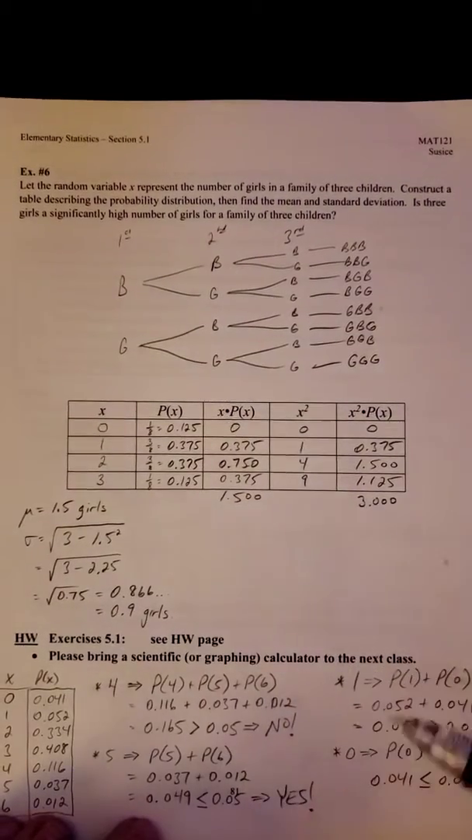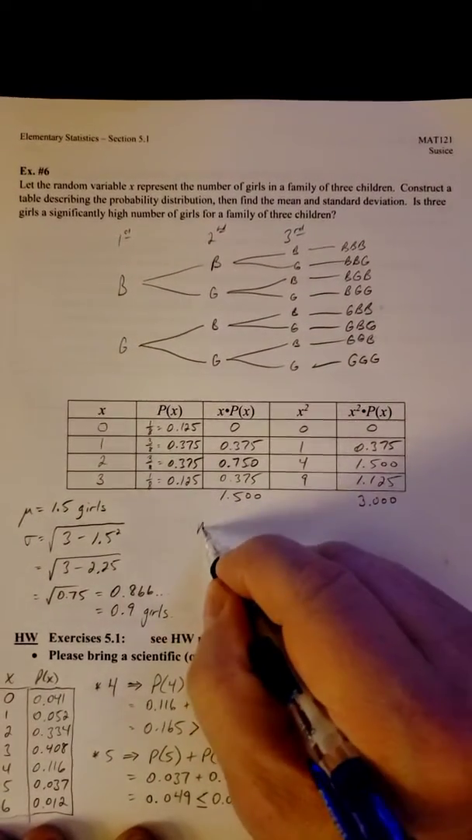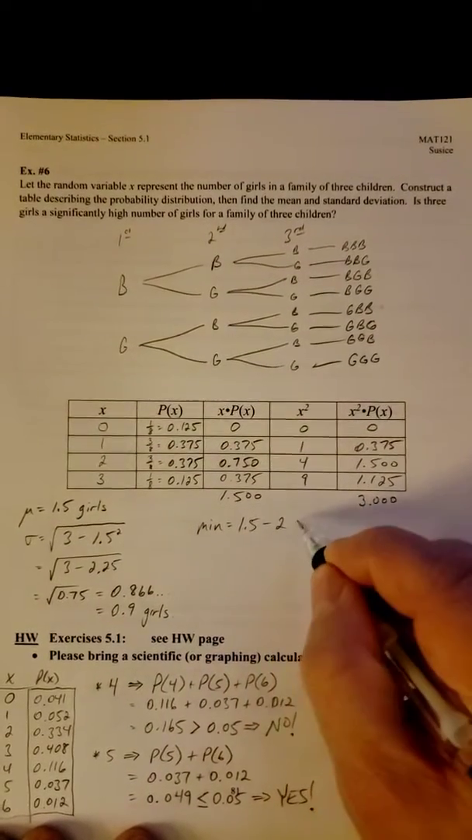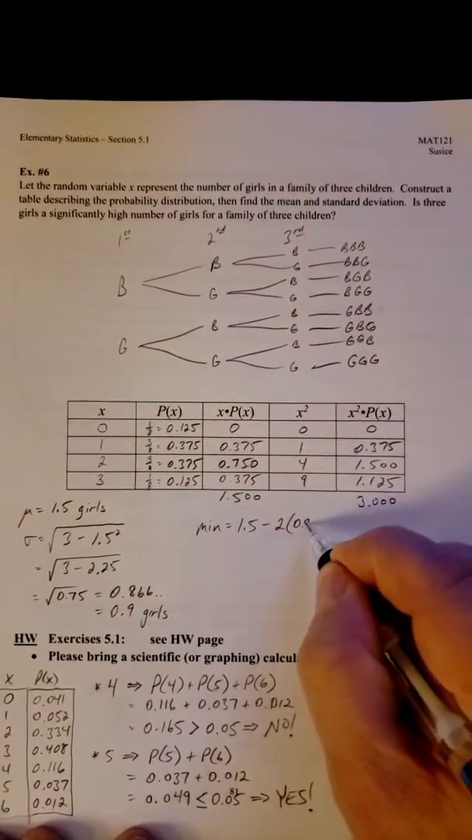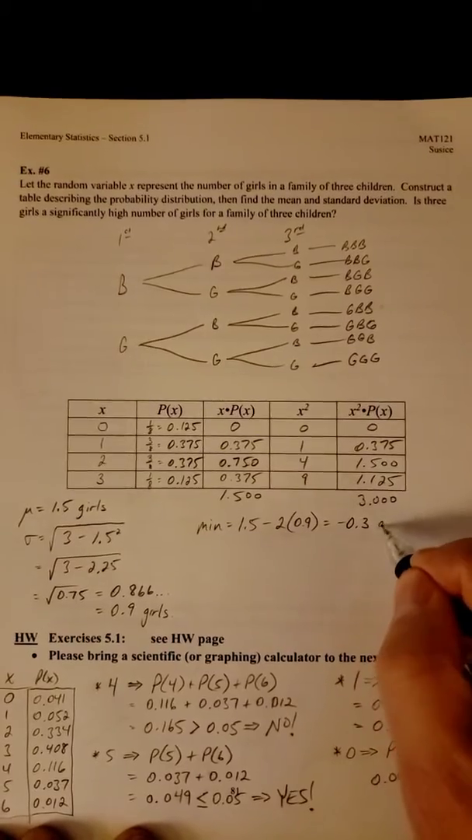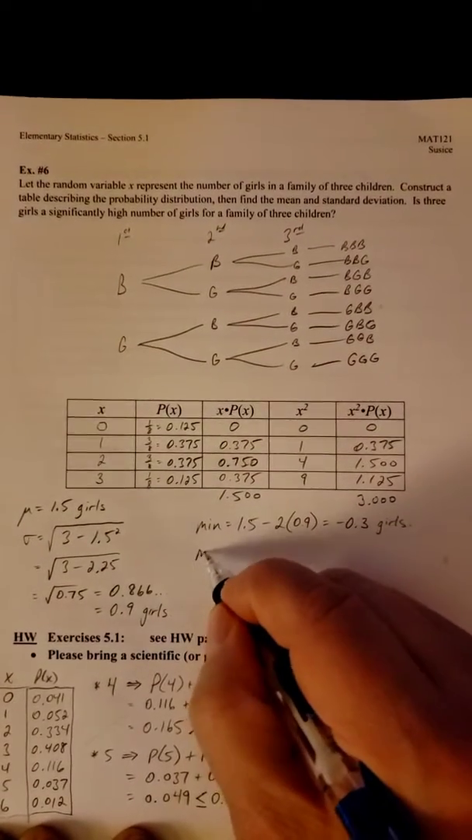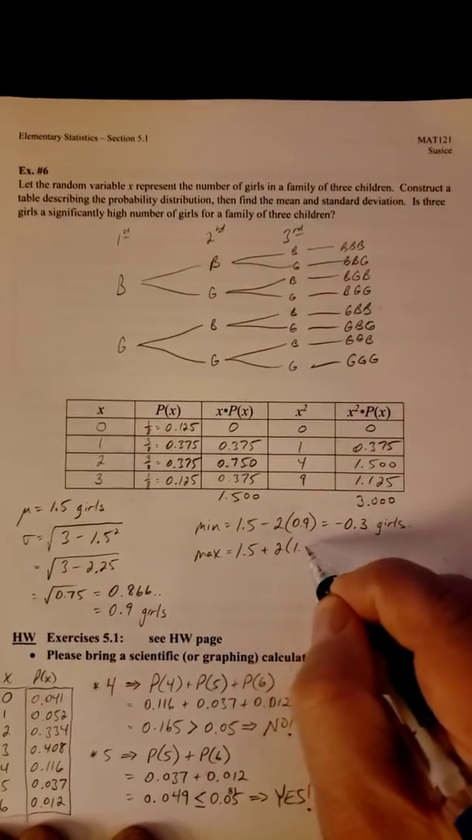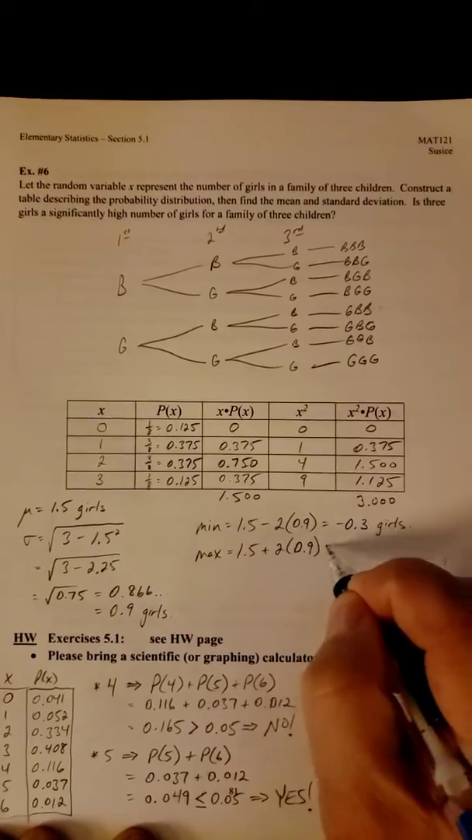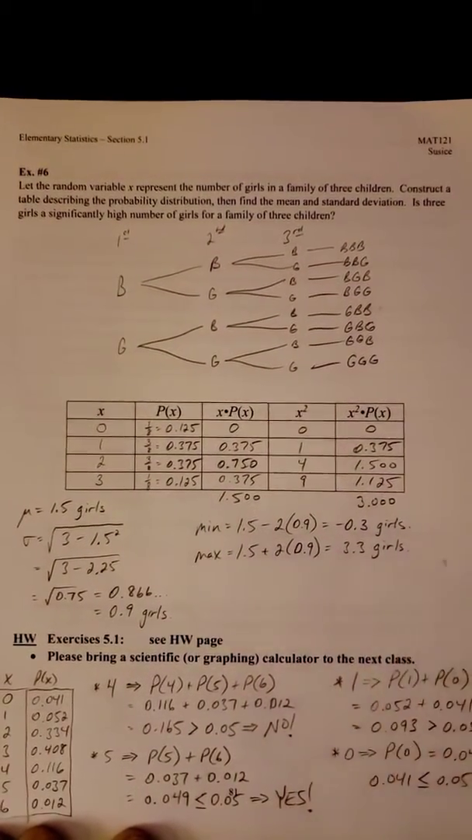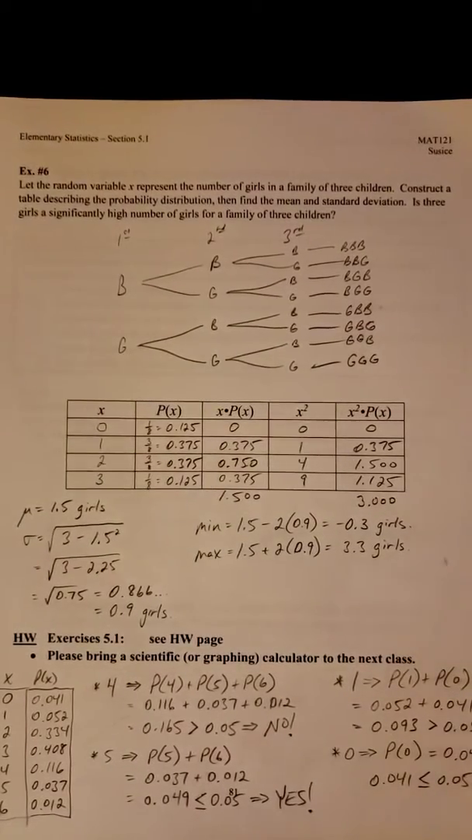So that's our min and max significant values. If we get our min first, our min would be our mean minus 2 standard deviations. So that's going to be a negative 0.3 girls. And then our max should be, oops, 1.5 plus 1.8, that looks like 3.3. So there should be our cutoffs for min and max usual values.